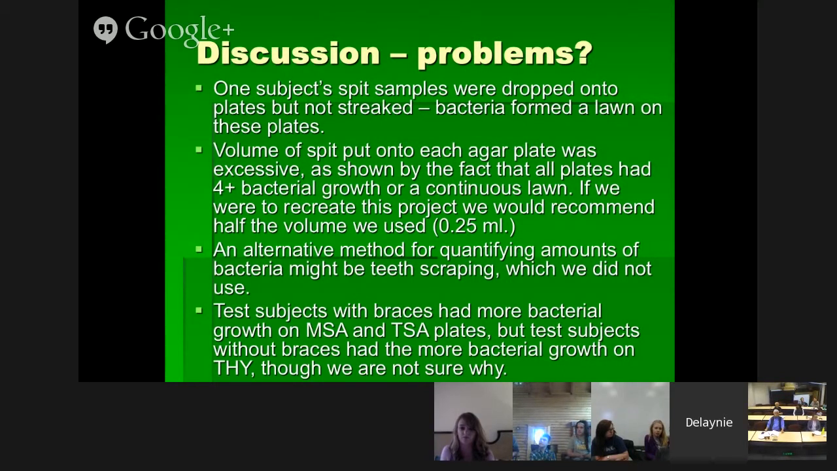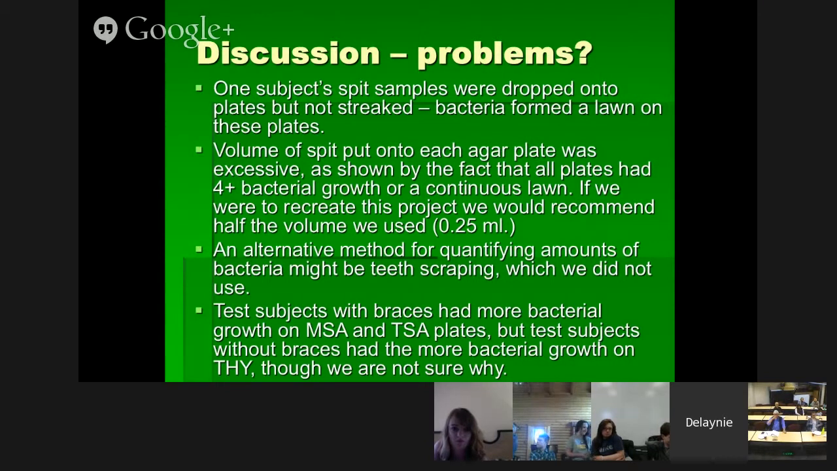One subject's spit samples were dropped onto a plate but not streaked. The bacteria formed a lawn on these plates. The volume of spit put onto each agar plate was excessive, as shown by the fact that all the plates had 4+ bacterial growth, or a continuous lawn. If we were able to recreate this project, we would use half the volume of spit that we used.